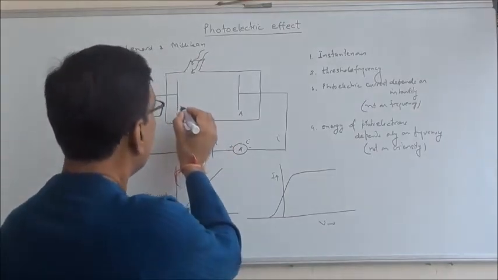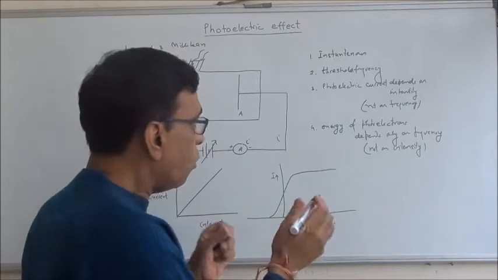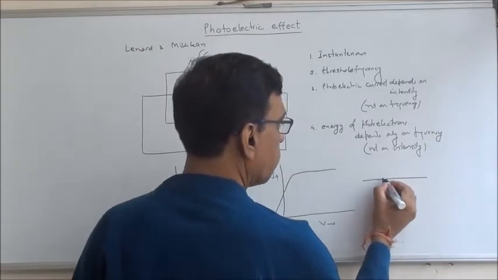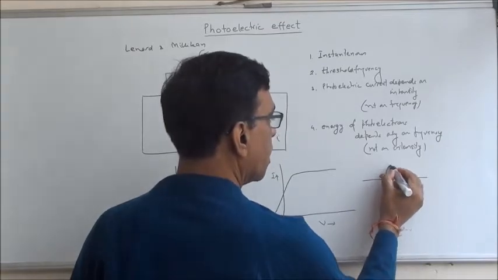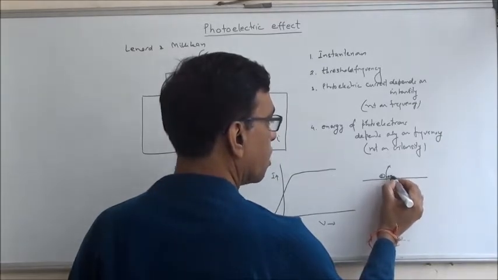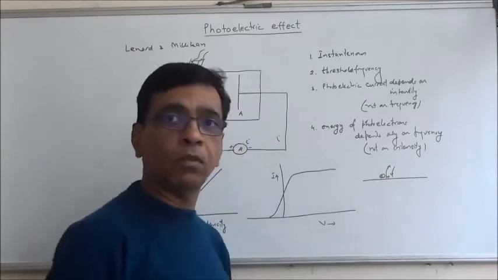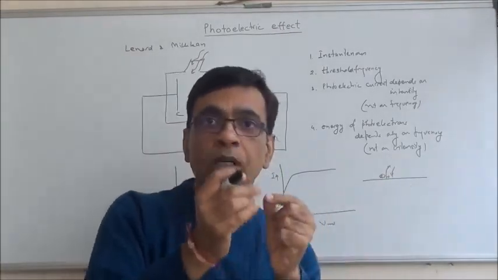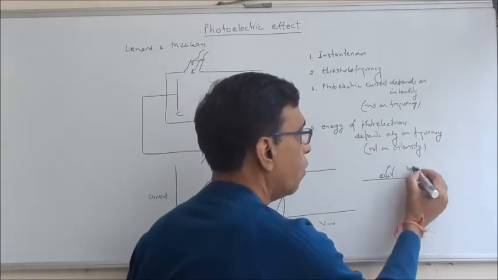Now, why do they need energy to come out? See, if this is the surface and one electron moves out, this surface acquires positive charge, so this pulls back this electron. The energy that is needed to overcome this is called work function.